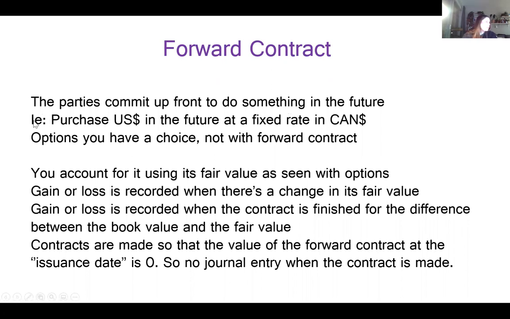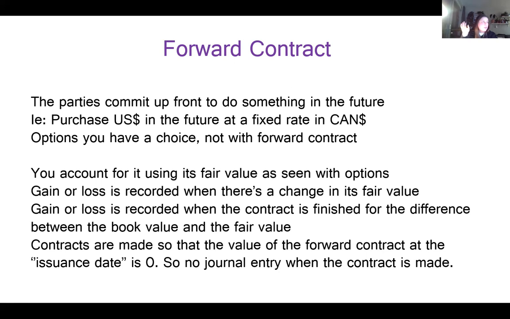An example that was used by the teacher when I took the class was that two companies entered into a contract where one purchased US dollars in the future for a fixed Canadian rate. So I buy from you 500 US dollars for $1.1 in 6 months, regardless of what the market rate is.